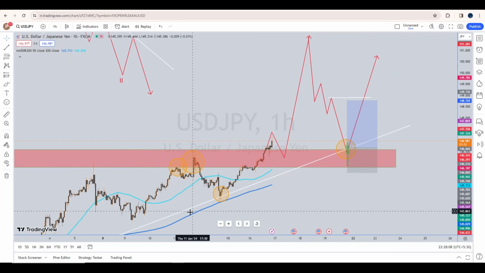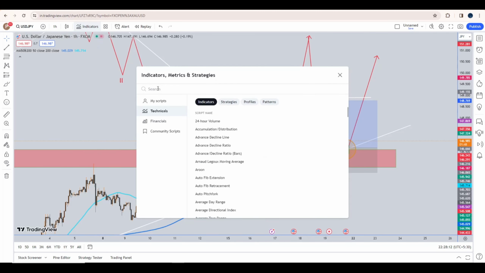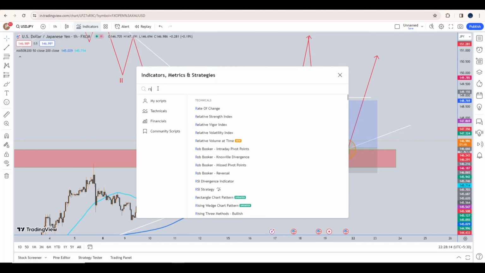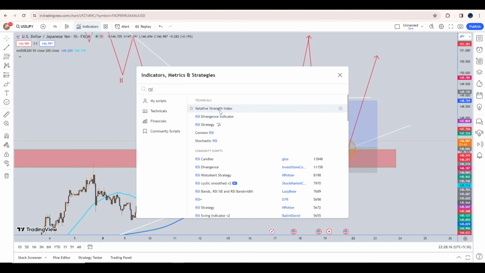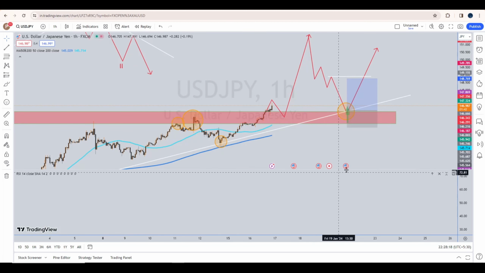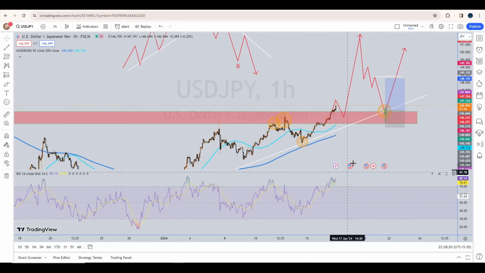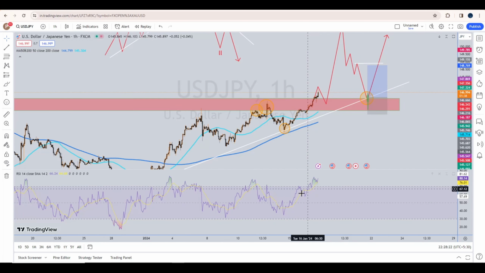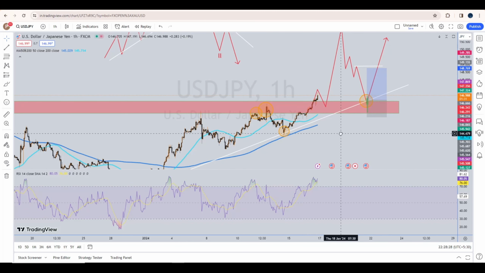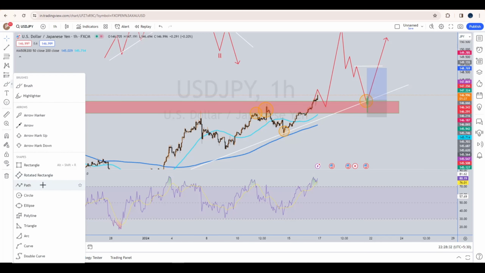So I have already shown you how moving averages look. Now let me show you the RSI indicator. As you can see here, the RSI indicator came here. Now as you can see, the price is currently above the 70 area in the RSI. So what can possibly happen? It can give a fake out over here.